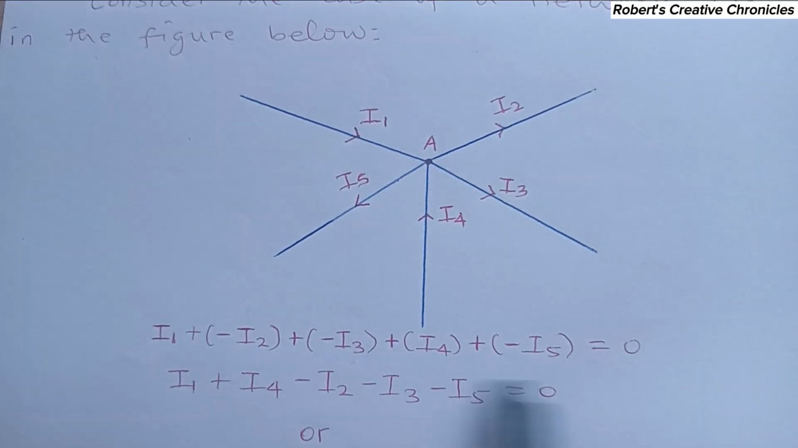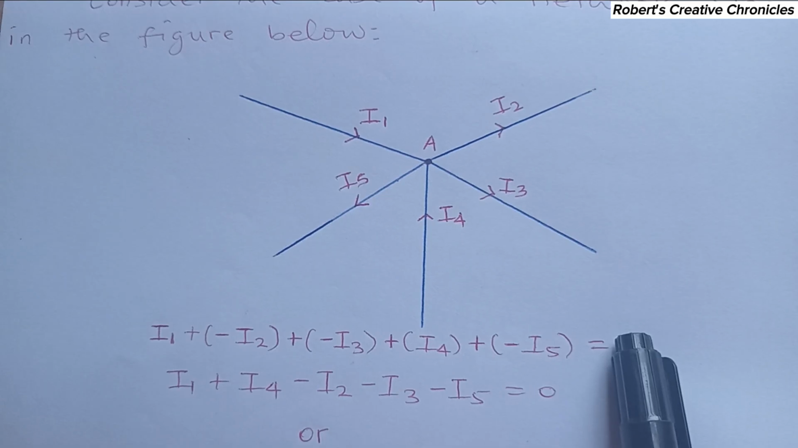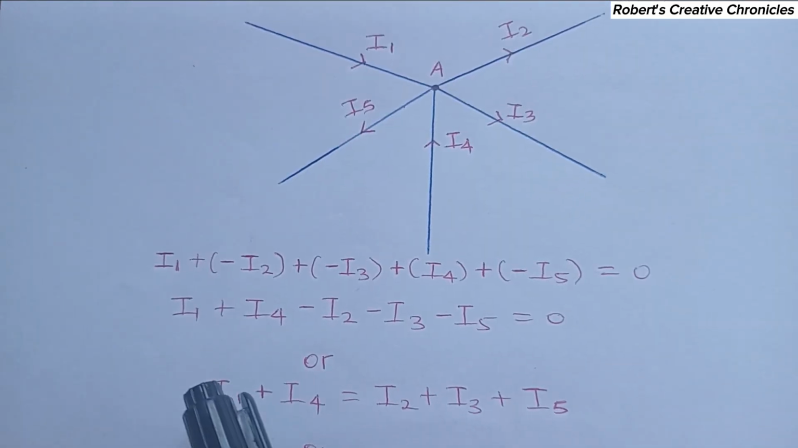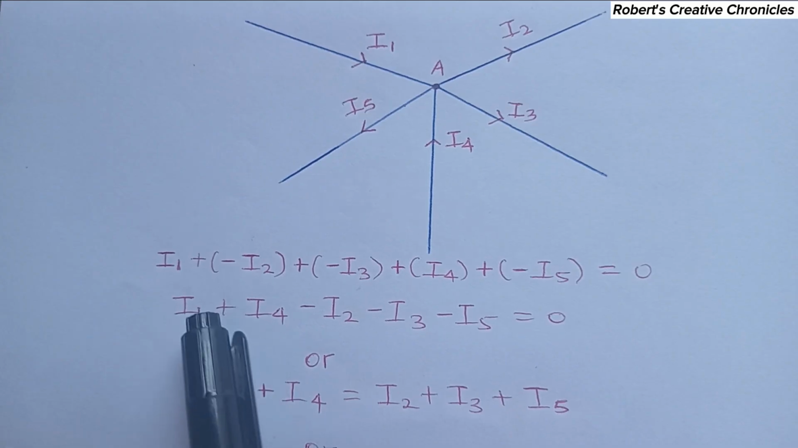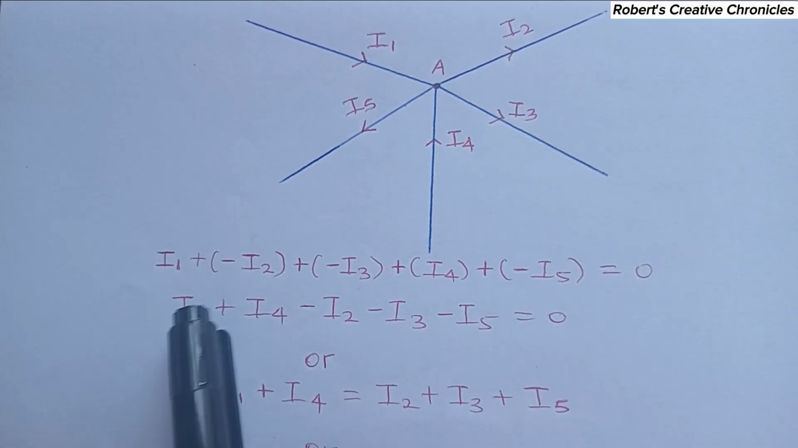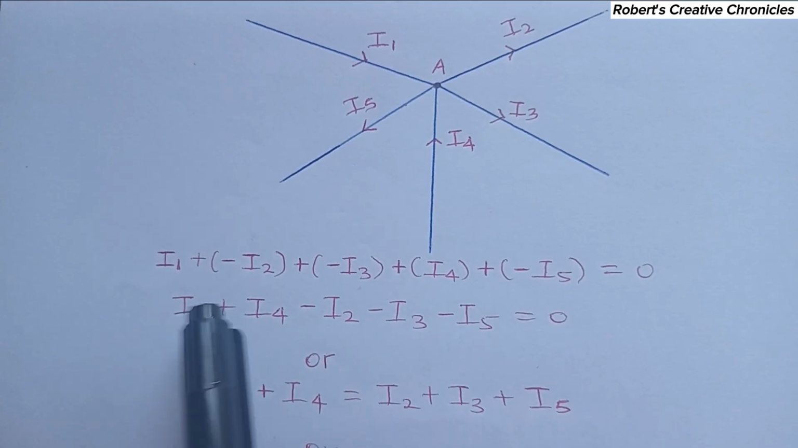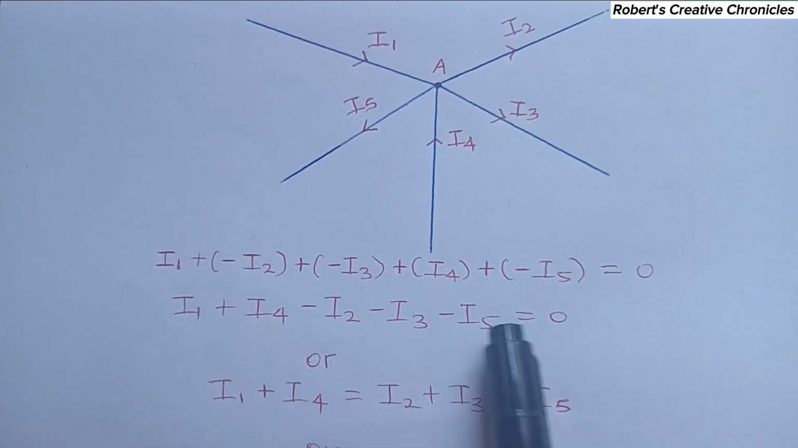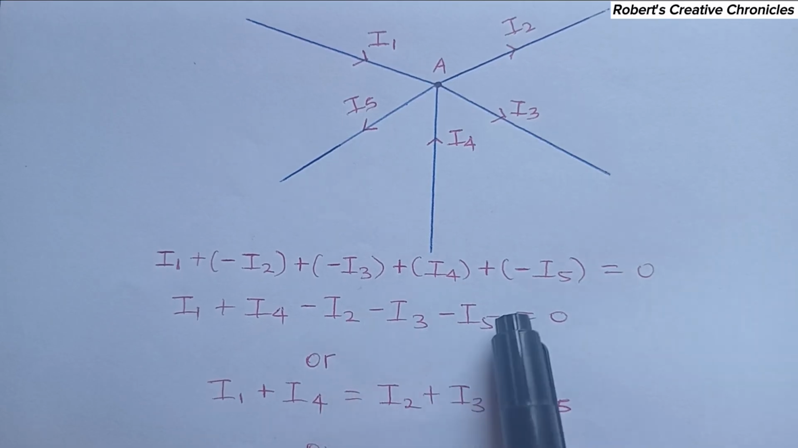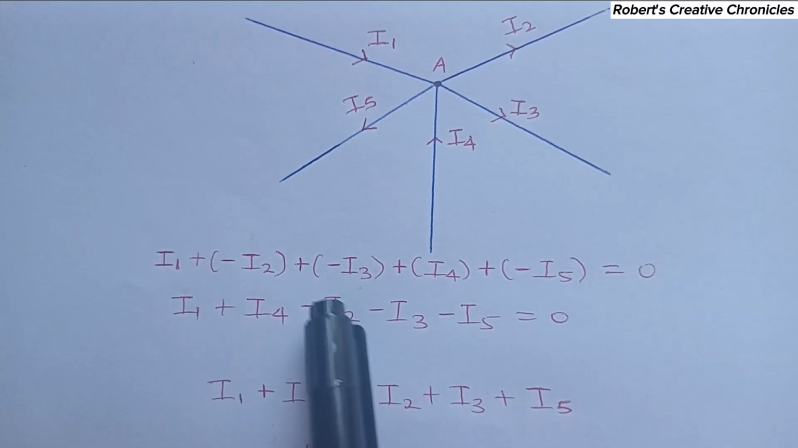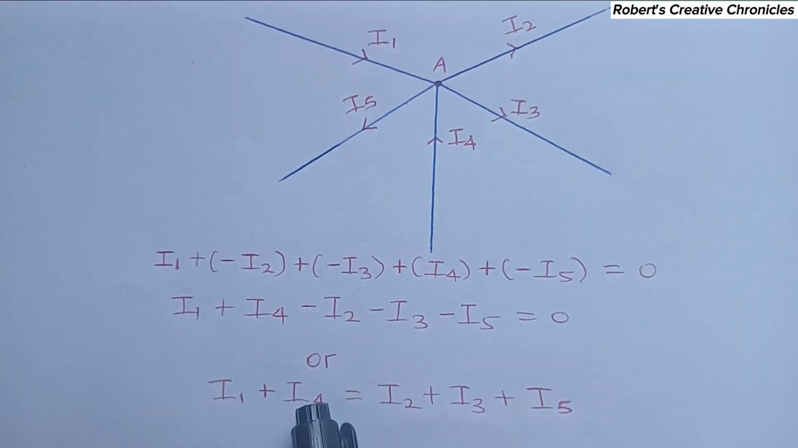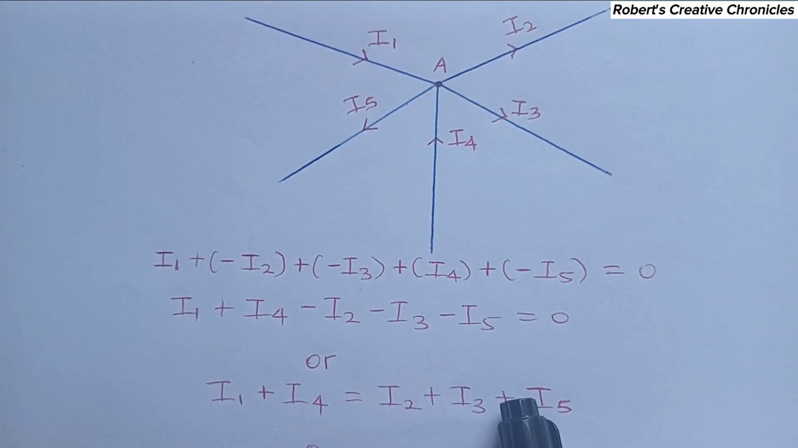So this is the KCL. We have successfully applied KCL. So you can rearrange this. You see I1 plus I4 minus I2 minus I3 minus I5 equals 0. Then if you take this all to the other side, it will be I1 plus I4 equals I2 plus I3 plus I5.